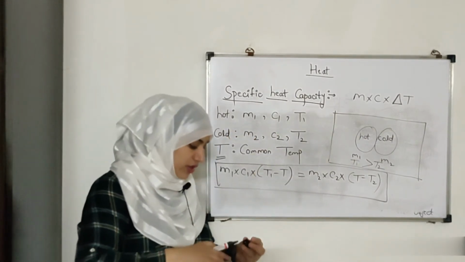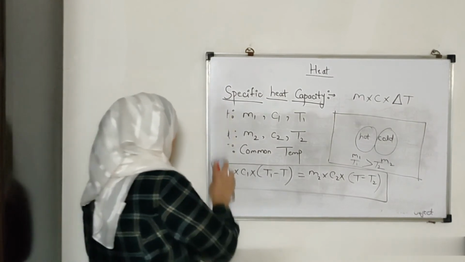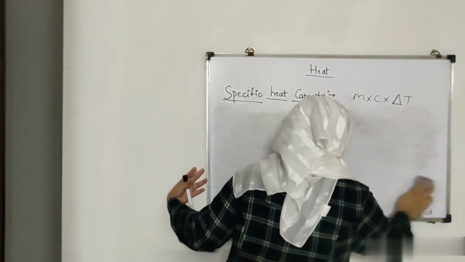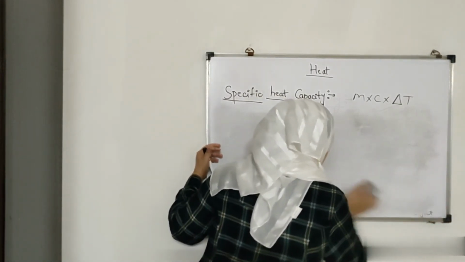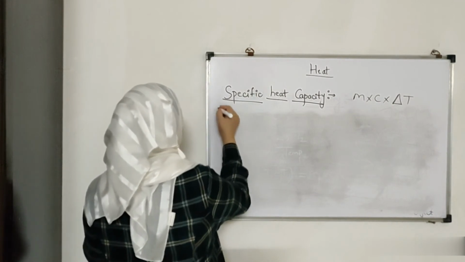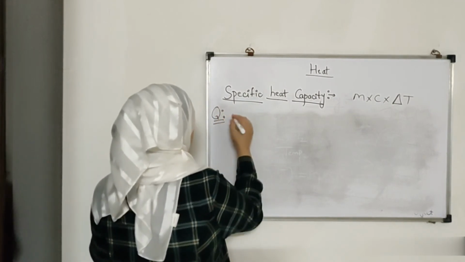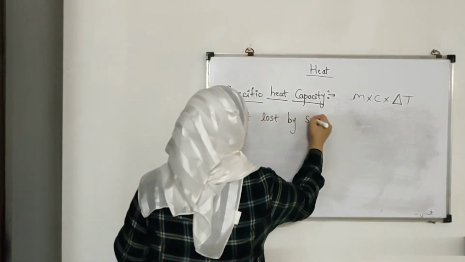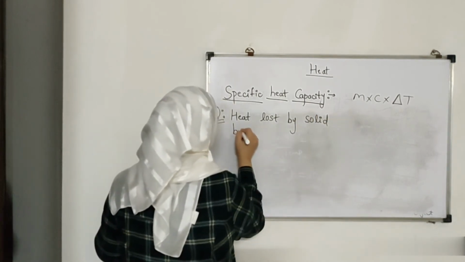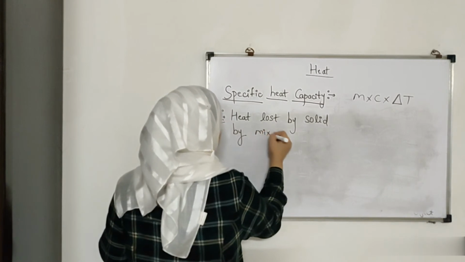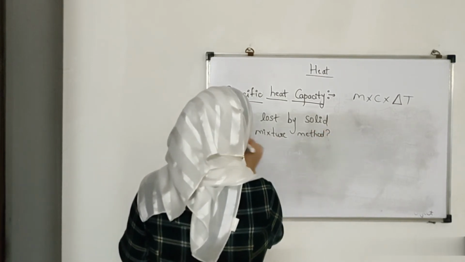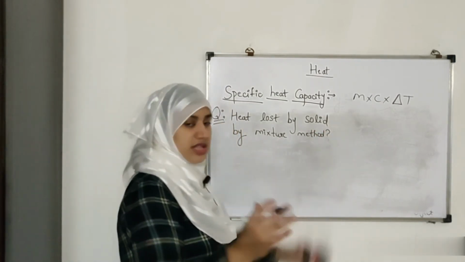The next thing I am going to tell you is how we can calculate the heat given or heat lost by a solid substance by the mixture method. What is this mixture method? Basically I am going to use the calorimetry method. Mixture method is nothing but calorimetry.